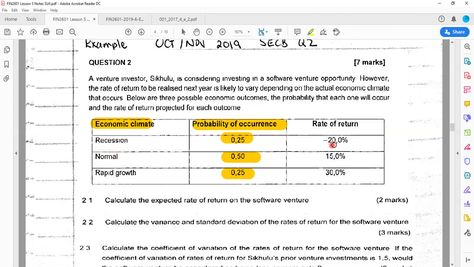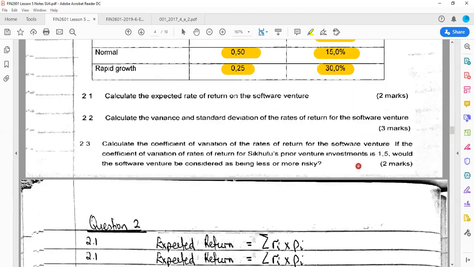If there is a recession, the return will be minus 20%. If the economy is normal, the return will be 15%. And if the economy has rapid growth, the return will be 30%.